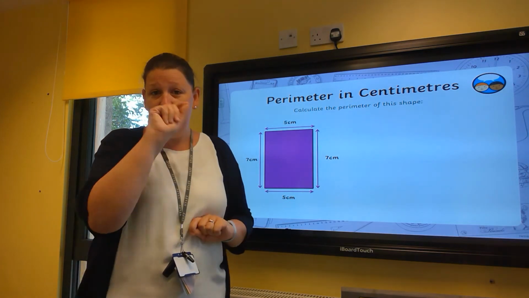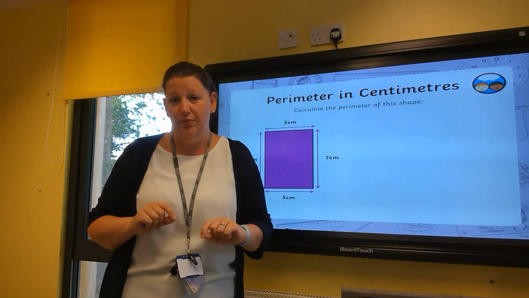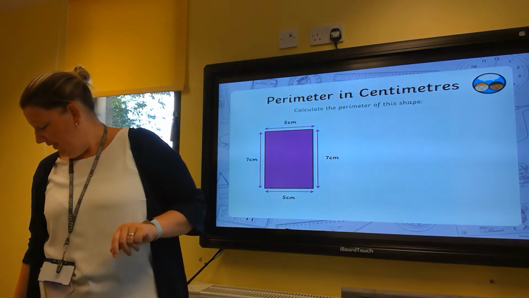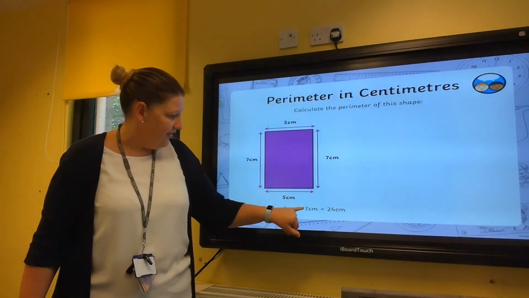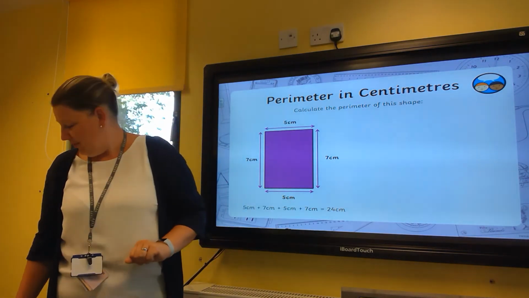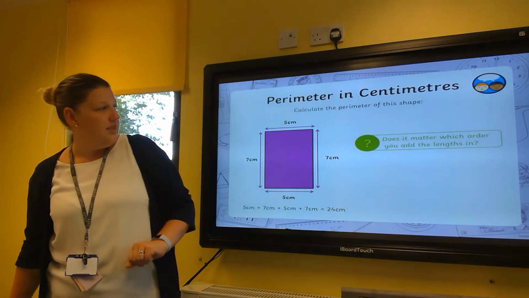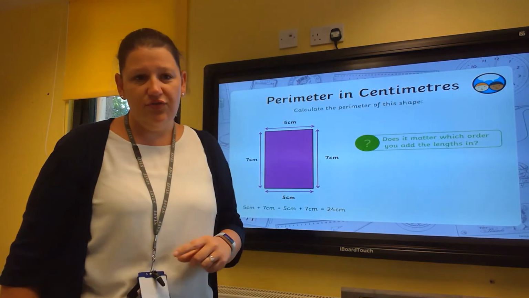And if I want to, I can do some jottings and write that down to help me. So you should be able to work that out nice and quickly. So again, 5 add 7, add 5, add 7 equals 24, and I know I'm correct, so I've got the right answer. So, little question for you.